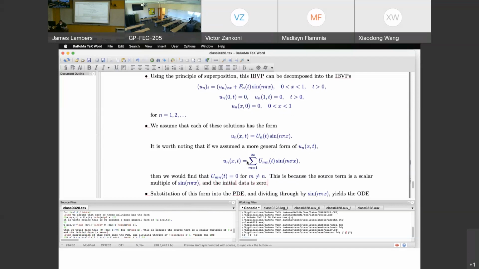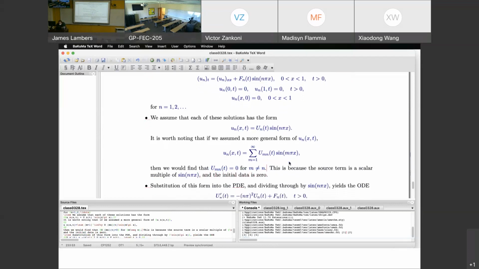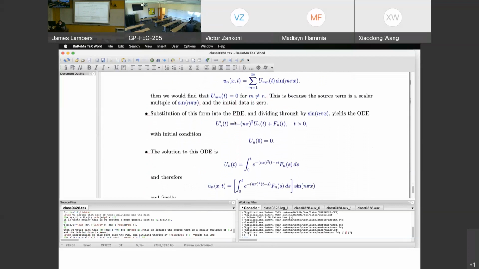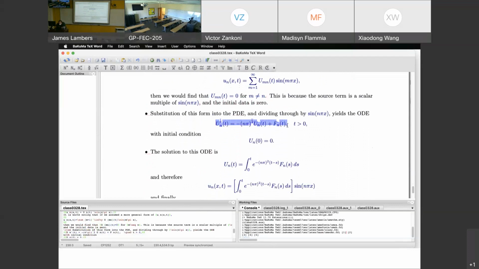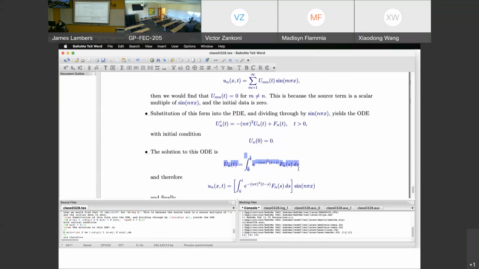It's also because the initial data is 0. So those are key factors that make this statement true. Now, if you go ahead and solve these ODEs, because the initial condition is 0, this is our solution. And this comes from a solution formula for this kind of ODE that I gave you way back in lesson 9. It comes from using an integrating factor on this ODE.